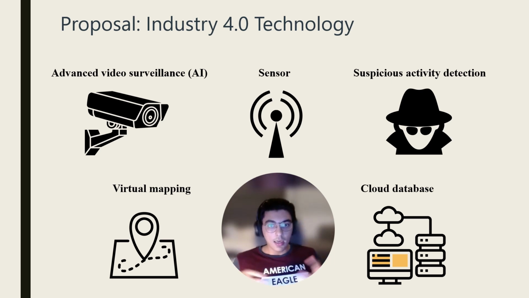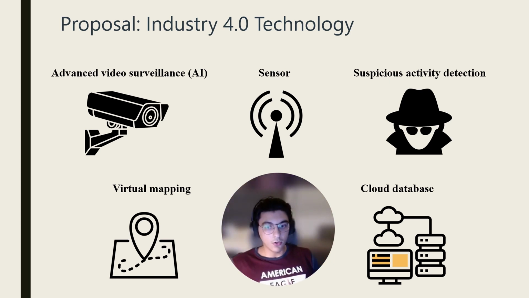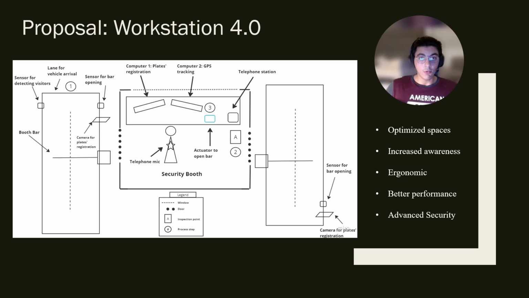And we can also make a system where cameras register all the license plates of all cars that enter and exit the neighborhood. All of this data will be sent to a cloud database, something that can help identify and track robberies and people who have done illegal things within the neighborhood. Lastly, we can implement a sensor that can detect whenever a car enters the neighborhood, something that would alert the guard in order to make the response time faster. As mentioned, the result of this proposal would be a workstation 4.0.